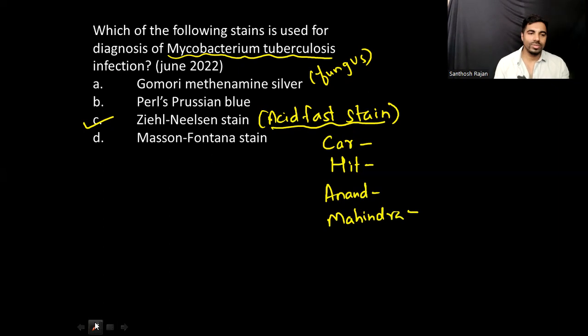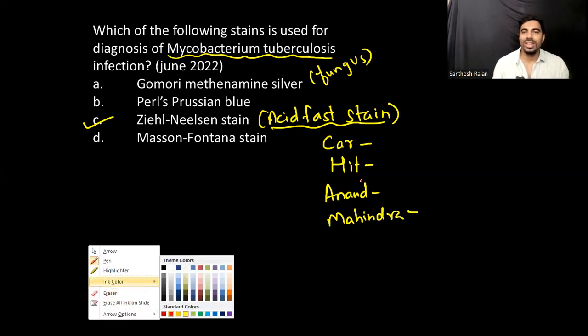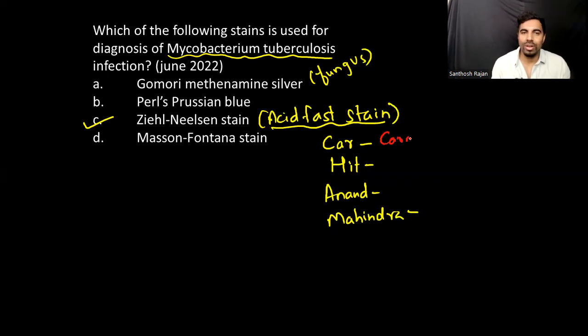Now I'll tell you what they are. C stands for carbol fuchsin, which gives a red color stain. This is the one that gives the red appearance to Mycobacterium tuberculosis. And H is for heating, intermittent heating. We use intermittent heating.